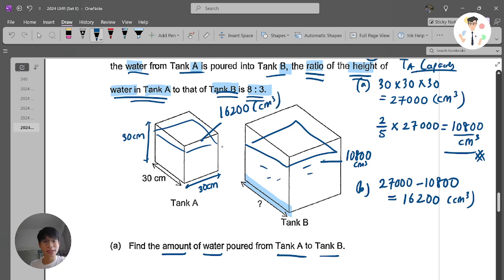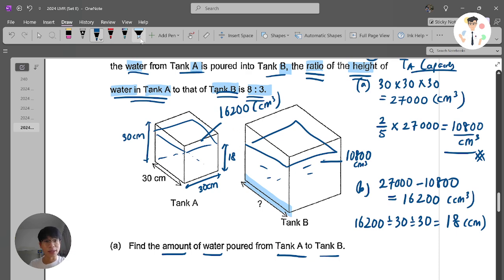If I were to find the height, how do I find the height of the water? I'll use the volume of water divided by the base area, which is 30 times 30, right? So I'll use 16,200 divided by 30 divided by 30. So what would be the height here? If you press on your calculator, you should get 18, and that's in cm. So here is 18 cm.